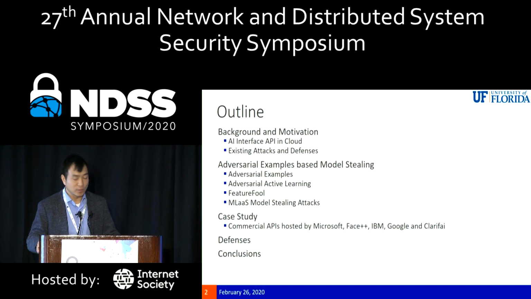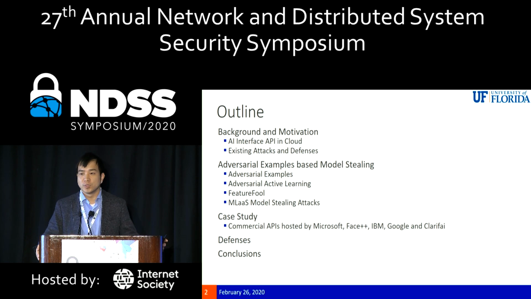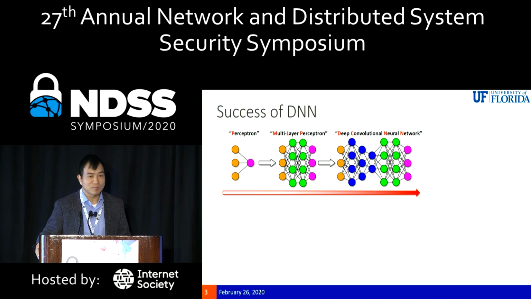quick outline. This is one of the works we're moving towards AI cybersecurity. Definitely have more topics to explore. So quickly outline: I will introduce the background, the key idea we called adversary example-based model stealing, and some case studies. To save some time, I will not re-emphasize how important and how widely used AI is.